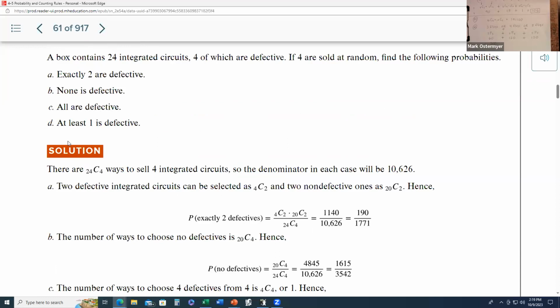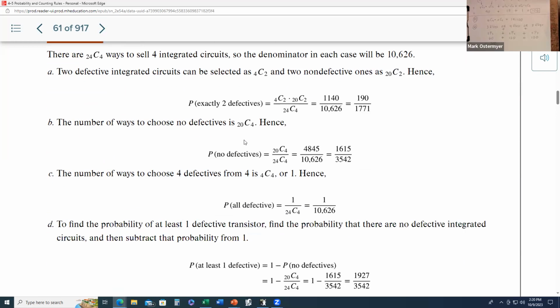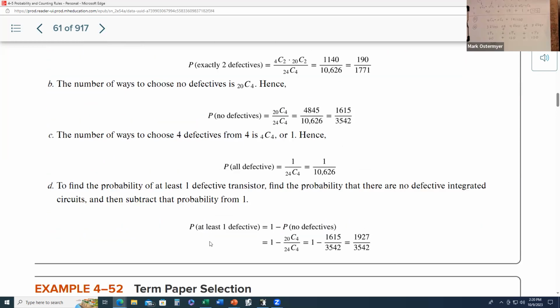What's the probability of selling at least 1 bad board? Do you agree the probability of selling at least 1 bad board would be equal to the probability of selling 1 bad board, or selling 2 bad boards, or selling 3 bad boards, or selling 4 bad boards? But ladies and gentlemen, there's an easier way to compute that probability.